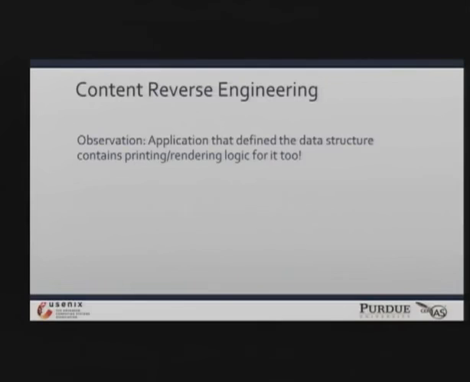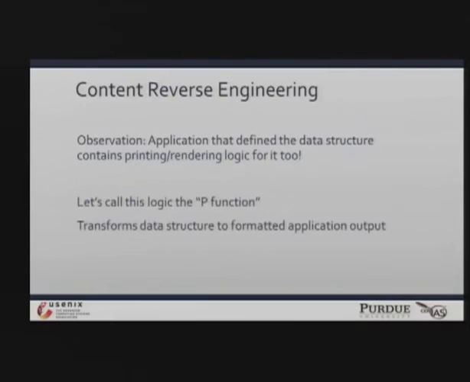And so we make an observation in this work. An application, when it defines a data structure, like that PDF we were just looking at, it also defines some printing or rendering logic for that data structure. Let's call this the P function inside of an application. The P function should take as input that raw in-memory data structure instance, chew it up, format it, do some kind of processing, and then output it to some kind of human understandable output, like a PDF file.